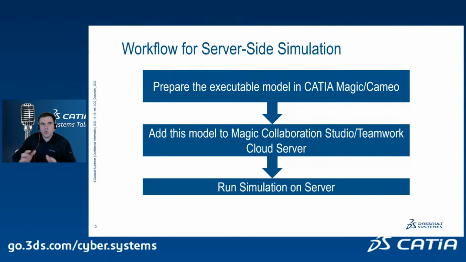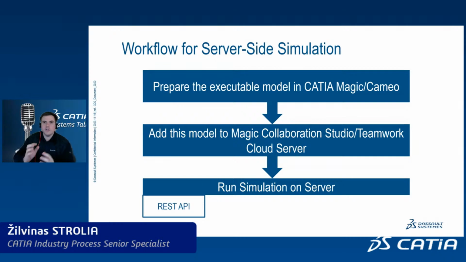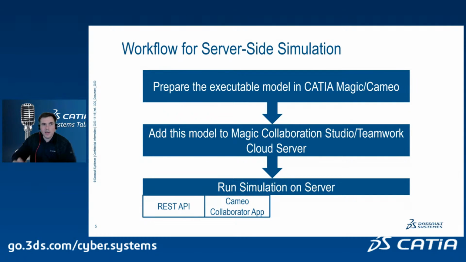Just be aware that you can run simulation on the server in 4 different ways. The first way is by using REST APIs. The second way is by using the Cameo Collaborator app. The third way is by using the Resource app. And finally, the last way is by using the Python client. So let's talk about these 4 different ways of running server-side simulation.